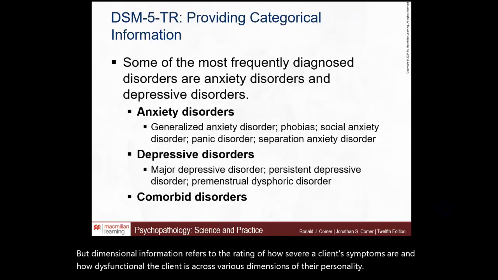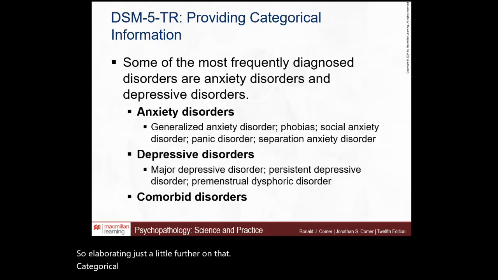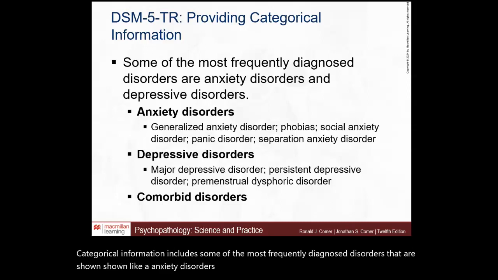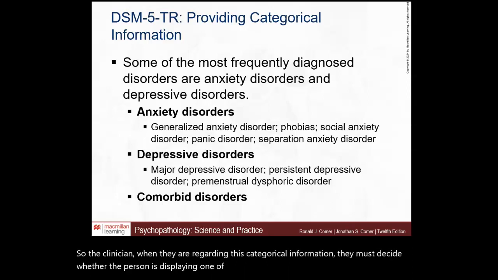So elaborating just a little further on that, categorical information includes some of the most frequently diagnosed disorders that are shown, like anxiety disorders and depressive disorders. So the clinician, when they are regarding this categorical information, must decide whether the person is displaying one of the hundreds of psychological disorders listed in the manual.